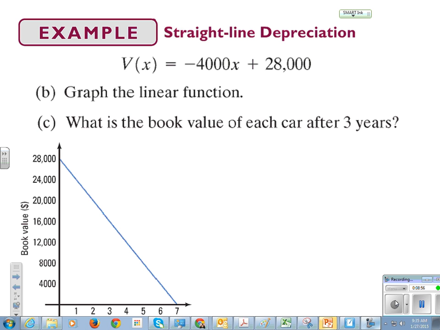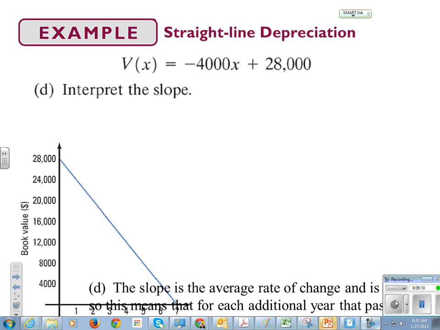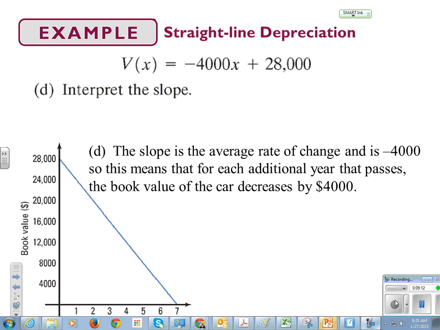So what is the book value of each car after 3 years? We just need to plug in 3 and find that it's $16,000. Interpret the slope. Oh yeah, it's the average rate of change. It means that each car loses $4,000 per year.